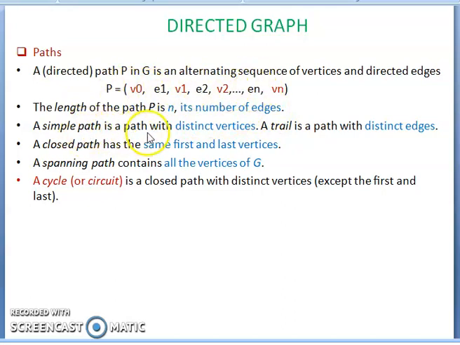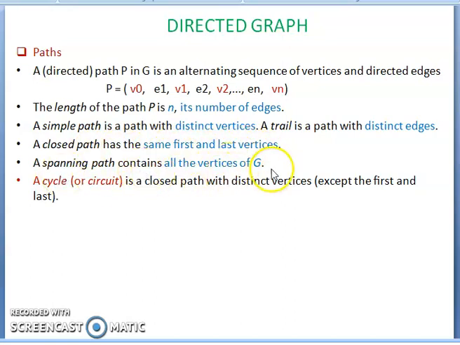A simple path is a path with distinct vertices. For a simple path, vertices are distinct, meaning no repeating. And a trail is a path with distinct edges, so edges will not repeat. A closed path has the same first and last vertices.